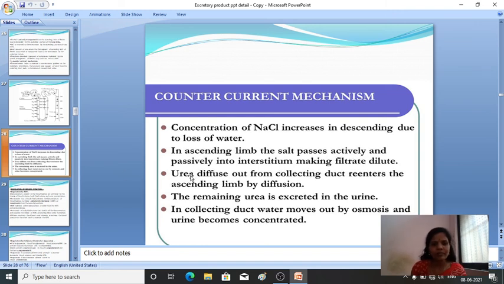Then urea diffuses out from the collecting duct and re-enters the ascending limb by diffusion. Then the remaining urea is excreted in the urine. In the collecting duct, the water moves out by osmosis and the urine becomes more concentrated. Fine. At last, what is the output of this counter current mechanism? We get the concentrated urine.